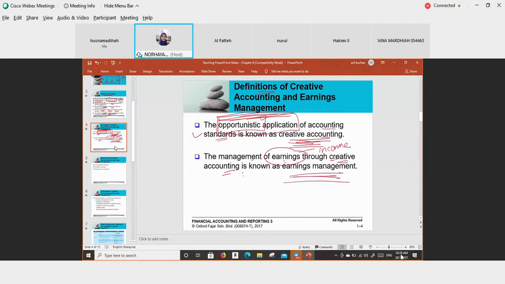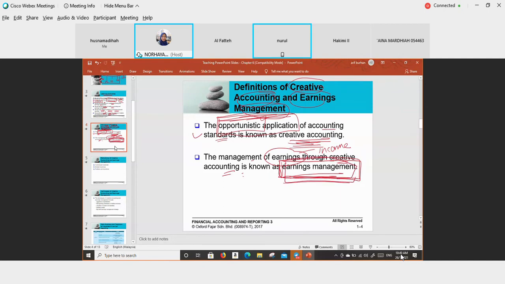Faham? Faham tak? So dia ada dua main words kat sini. Satu ialah creative accounting. Satu lagi ialah earnings management. So earnings management is management of income ataupun management of earnings through creative accounting. This is earnings management. Faham tak? Okay, so perhaps that you can read and make some notes, then you can understand better.